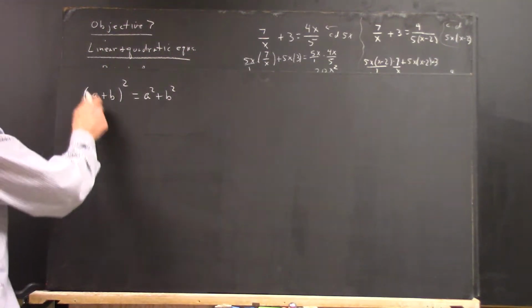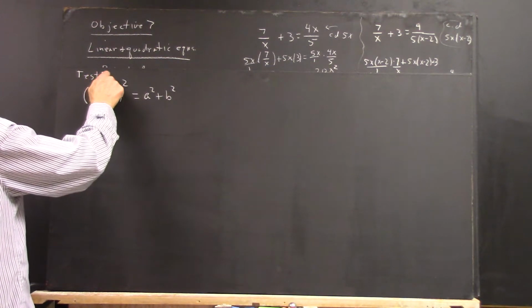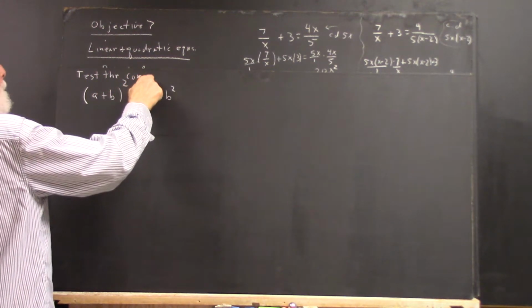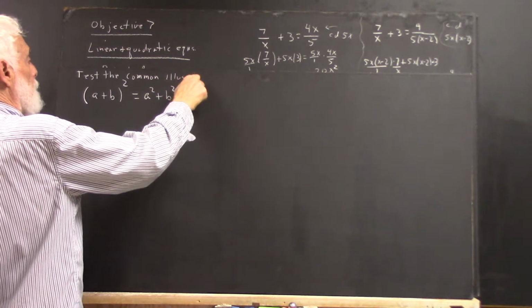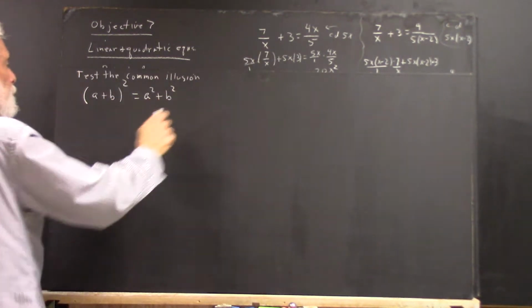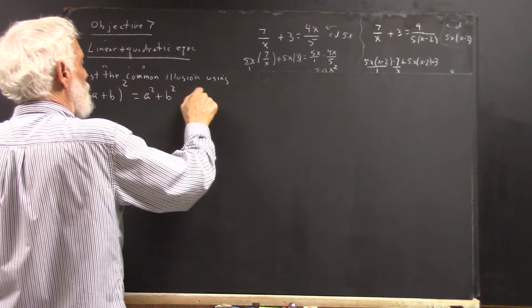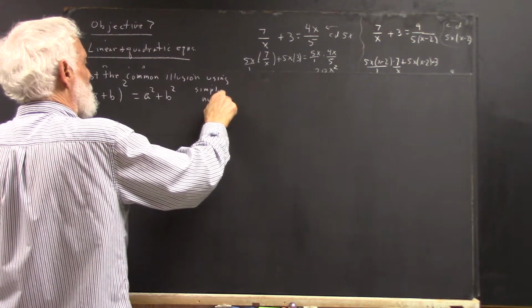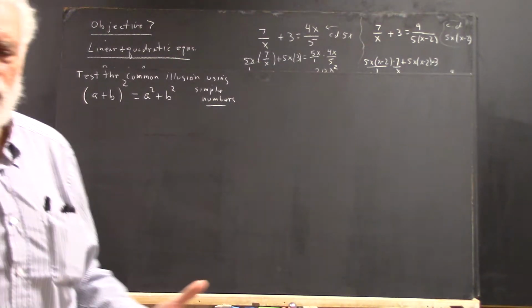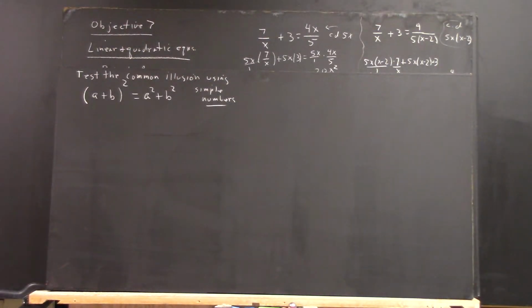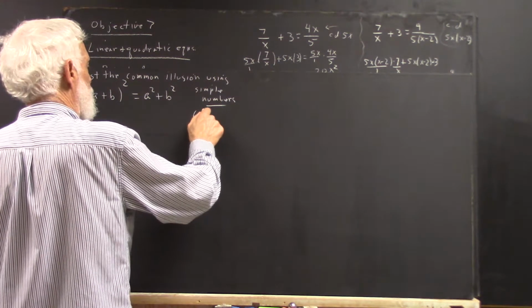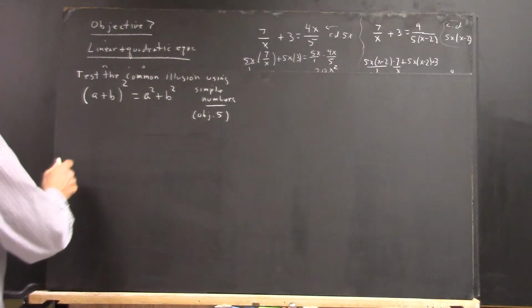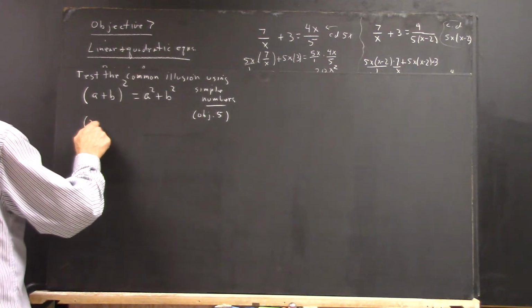And everybody should understand that, but let's test the common illusion or superstition that a plus b squared equals a squared plus b squared, using simple numbers. And this is like, I think it's objective 5, if I'm not mistaken. Yes, verify the plausibility or disprove statements. So this is objective 5.